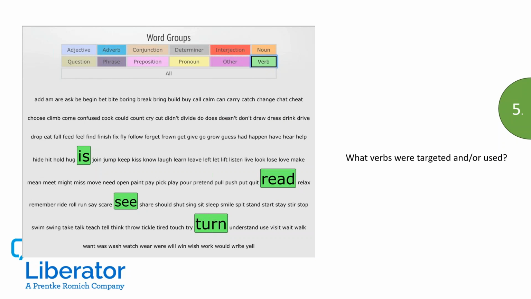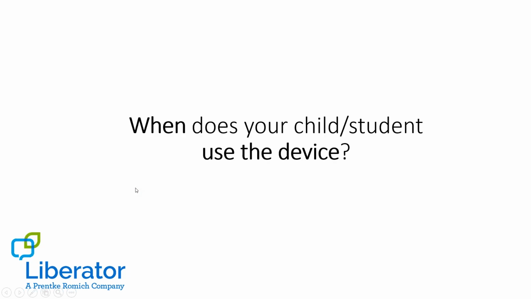We can then look at each specific word group. So if you were to touch any of these word groups along the top in colour, it would then pick out those word groups within that list of all of the words. And again, the amount of times that they were used is indicated by how big they are. So read and turn were accessed more than see and is from a verb point of view.